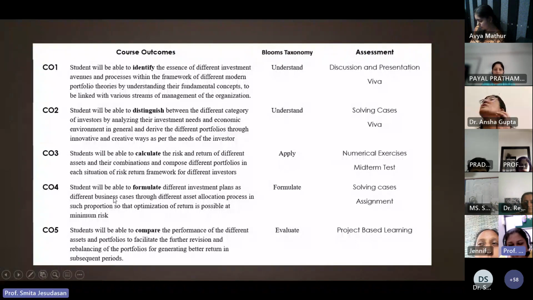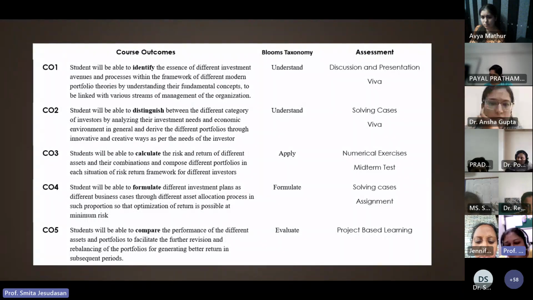Next, coming to CO4. Now here, CO4 is nothing but formulate. Here, we are giving an investment plan. So the students have to identify what proportion has to be invested in equity, what proportion has to be invested in debentures, bonds, or any other asset. So they are giving an investment plan customized based on investors' preferences, based on investors' choices. So this can be given in the form of an assignment. This also can be done through case study method of instruction.